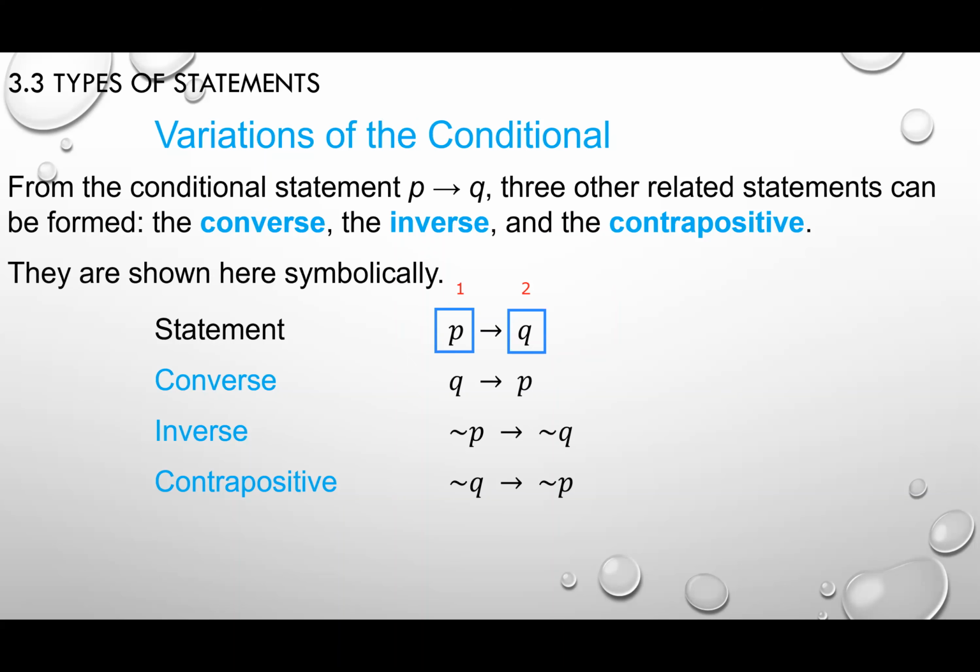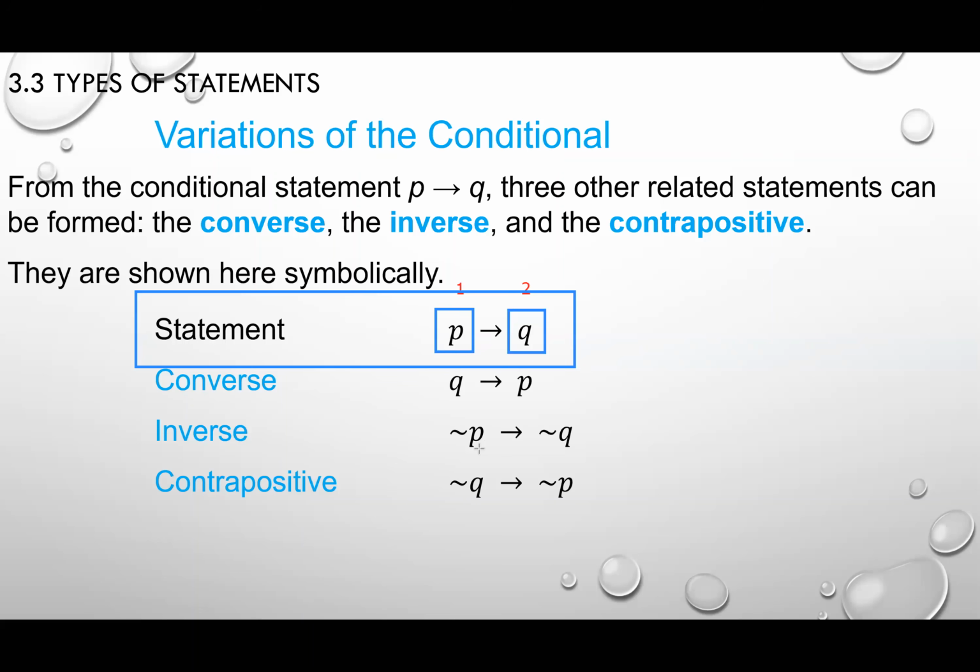The easiest way to remember: they will give you some statement, your original statement, P arrow Q. To find the converse, swap the position of the P and the Q. To do the inverse, keep the same position, but negate both of them. The contrapositive is basically the converse of the inverse: you switch the position and you negate them.